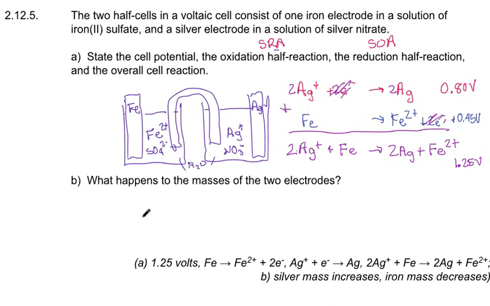Okay. Next thing they get to, what happens to the masses of the electrodes? Over here we have a chunk of iron metal. What's going to happen to it as this reaction goes on? Well, according to this reaction, we're going to use iron metal, solid iron, and turn it into floaty dissolved iron ions. So over here, iron is going to dissolve and float away into the solution. That's going to eat away at this electrode.